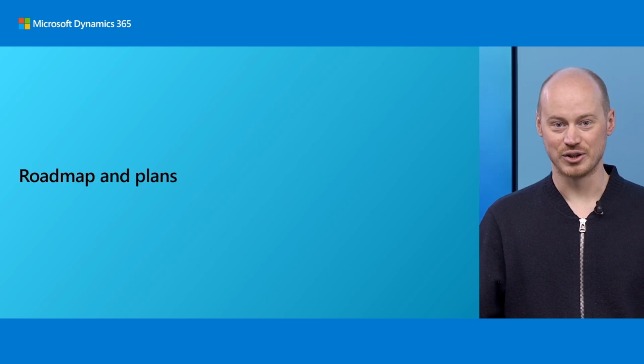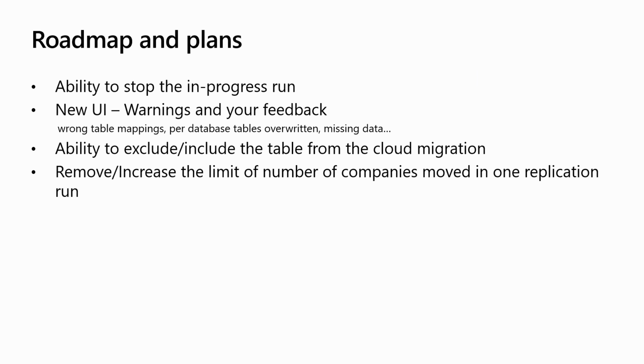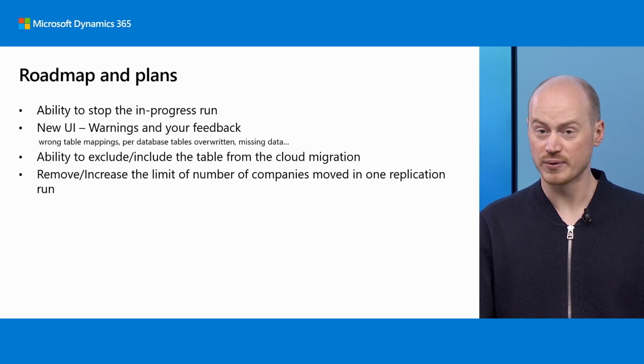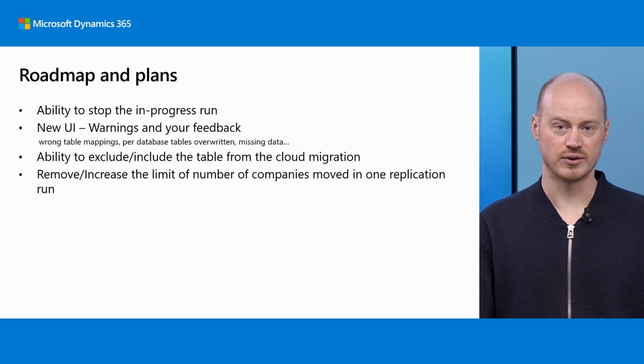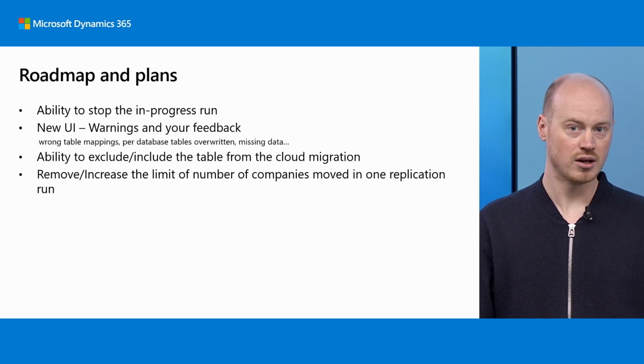Finally, I'd like to talk a little bit about our roadmap and plans in the area of cloud migration. There's a few things we're working on that we're planning to ship over the course of the next release waves that are not ready to demo at the time of this recording just yet. We've received some feedback that you'd like the opportunity to stop an in-progress replication run. We've heard from some partners that start a replication run, and then just as the run has started, they're realizing that they made a mistake and something needs to change.